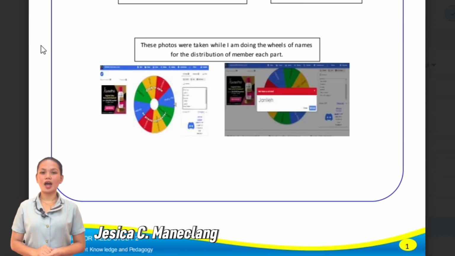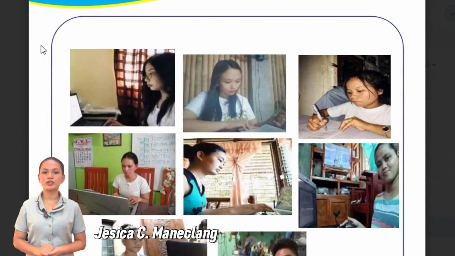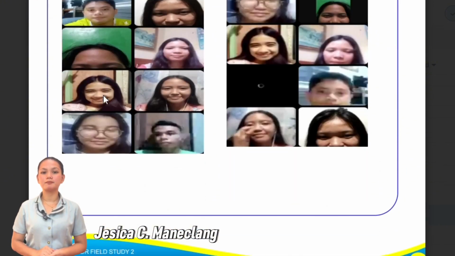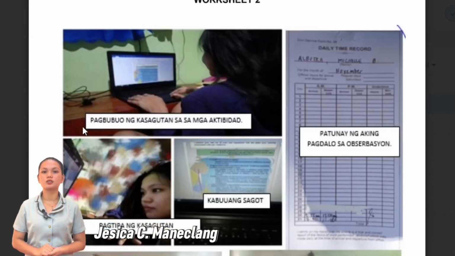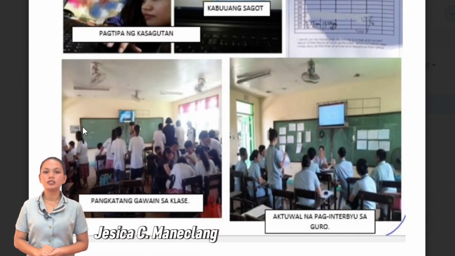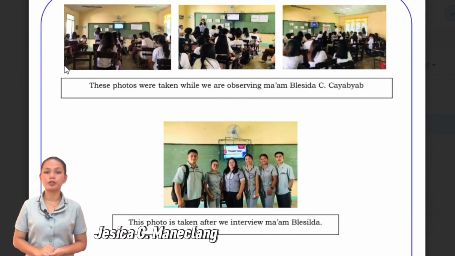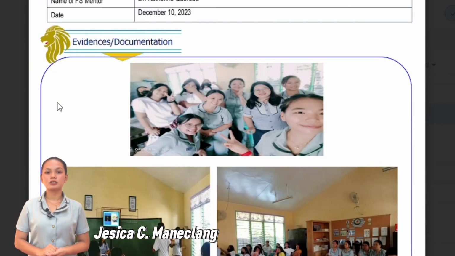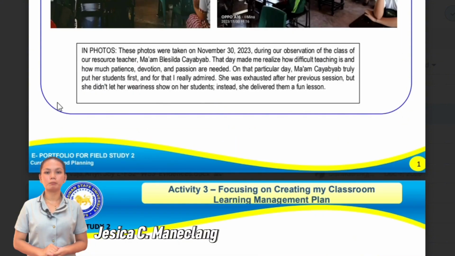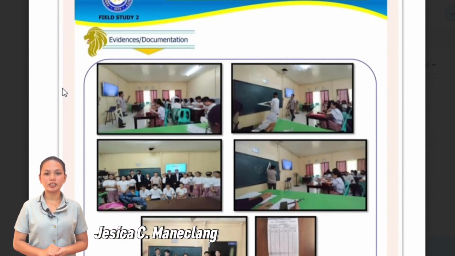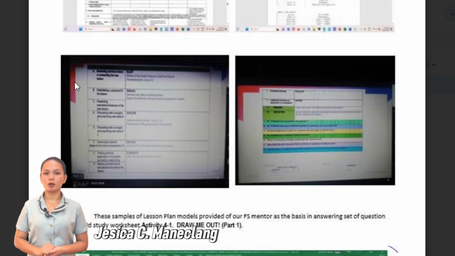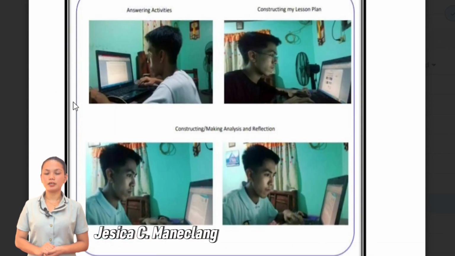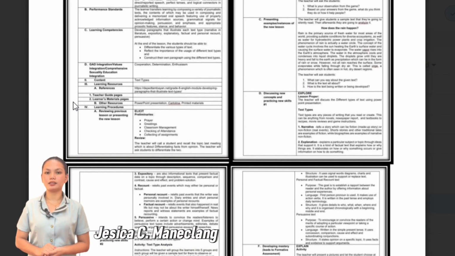Field Study 2 Evidence. In this section, as group members, we have submitted our individual evidence with a detailed explanation. This evidence is used to prove that we are the ones who answered our worksheets. The pictures presented here show members completing their Field Study 2 worksheets and, on the day of deployment, all members conducting activities such as observation and interview for Field Study 2.